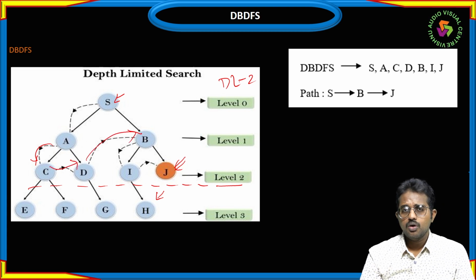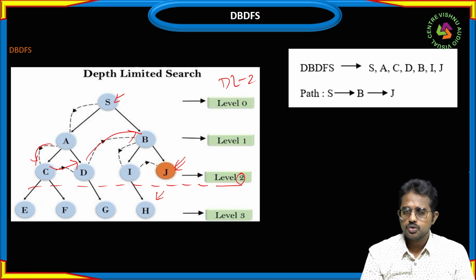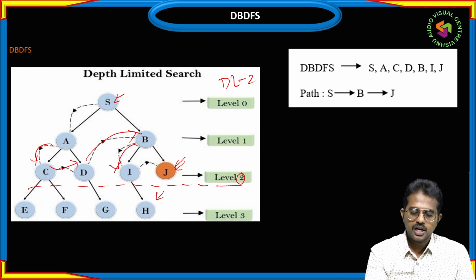B is not a goal node, so I will apply the move gen function on B. I will get I and J as the output of the move gen function. The depth limit of I and J is checked, the depth limit is 2, so they are within the depth limit. So these two, I and J, are added to the open. I will be the leftmost one, so I will again check the I value.